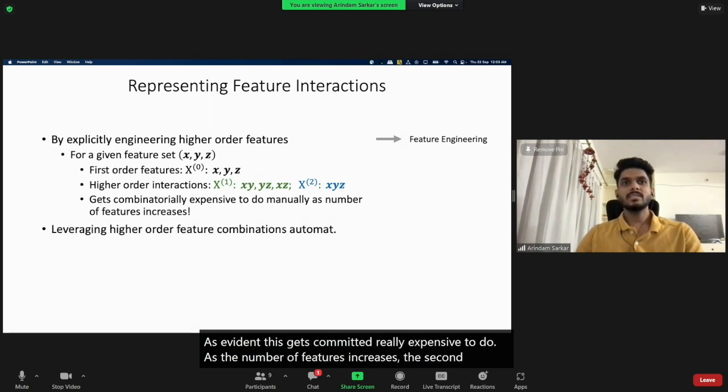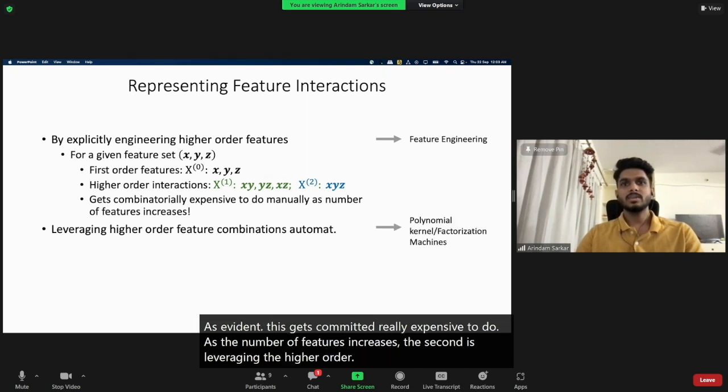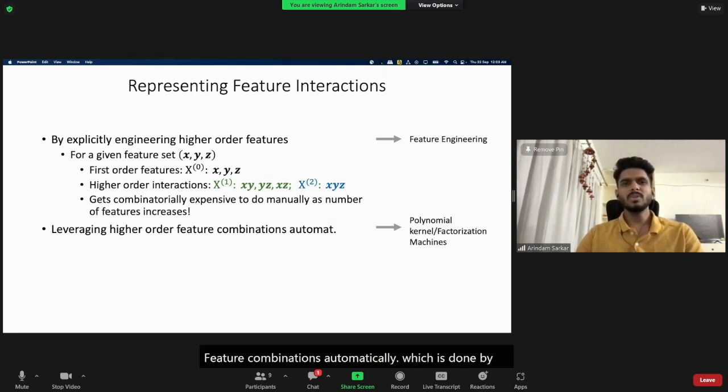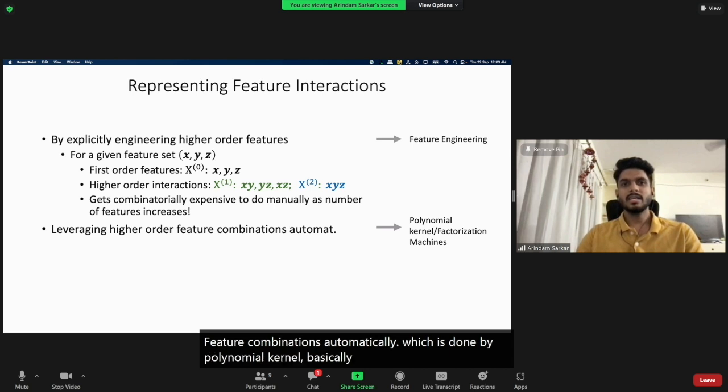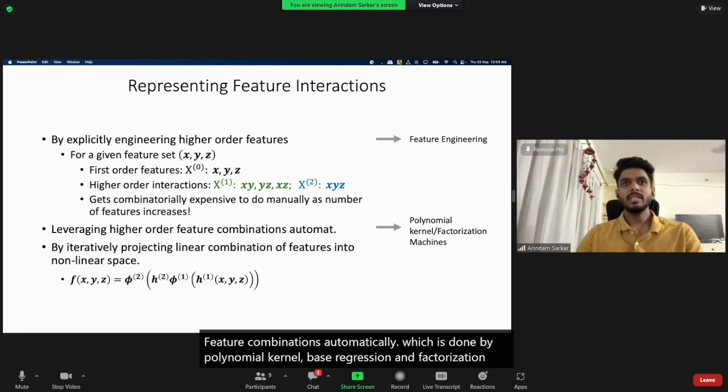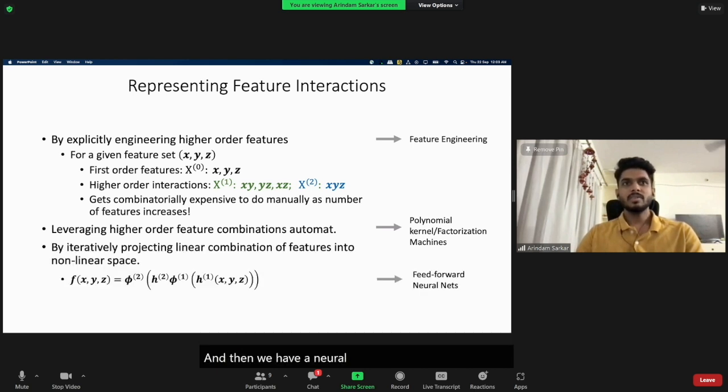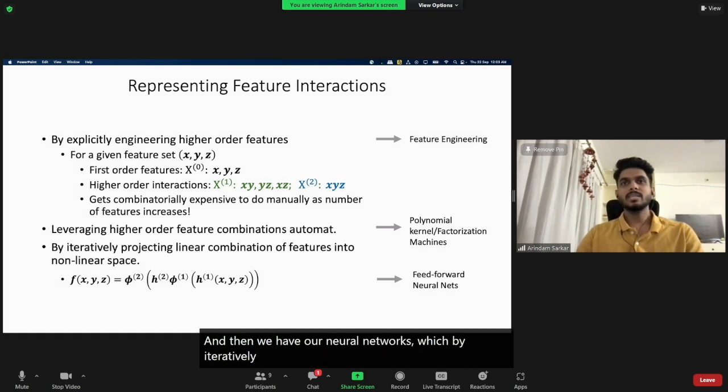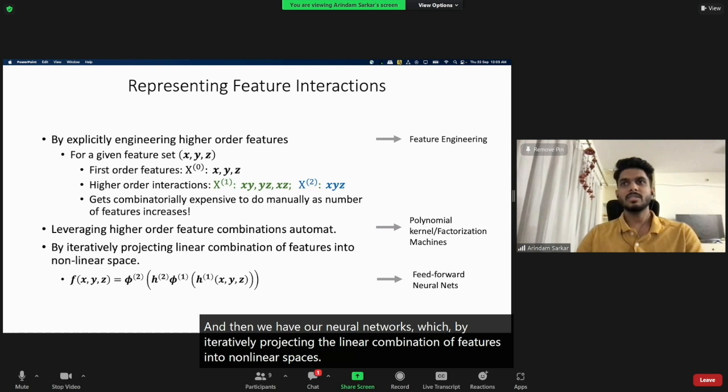The second is leveraging the higher order feature combinations automatically, which is done by polynomial kernel based regression and factorization machines. And then we have neural networks, which, by iteratively projecting the linear combination of features into nonlinear spaces, learn the higher order interactions.